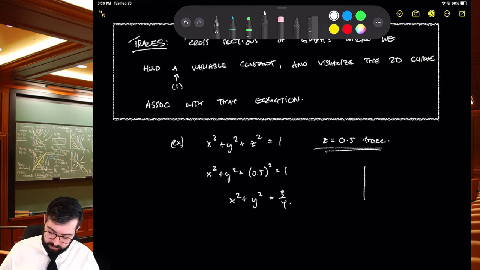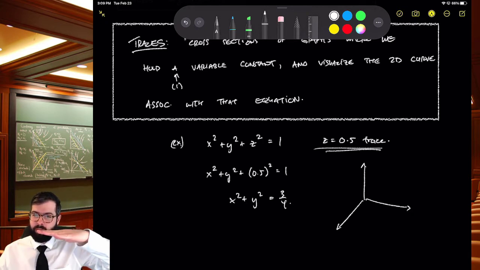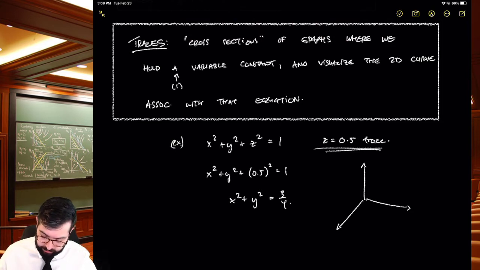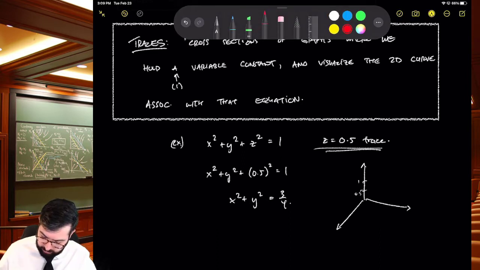And so what does this look like? Well, in 3 space, it looks like a circle that's parallel to the xy plane, and it's at a z height of not 1, but at a half. And we've got this circle of radius radical 3/4. So this would be this trace. And what we can do is shift what this value is and get a sense, right? If we shifted it up closer to 1, we'd get a smaller circle. As we got closer and closer to the origin, we'd be approaching the unit circle.